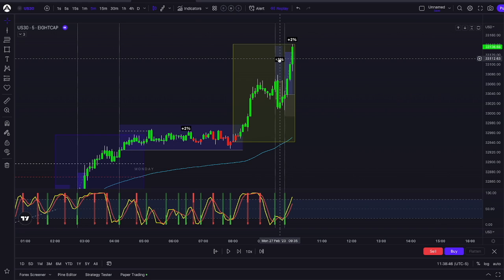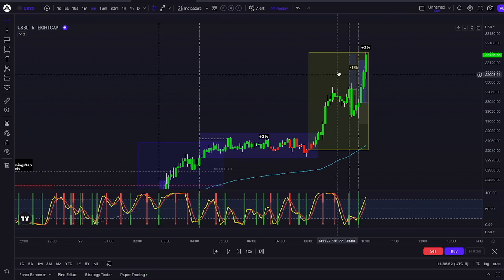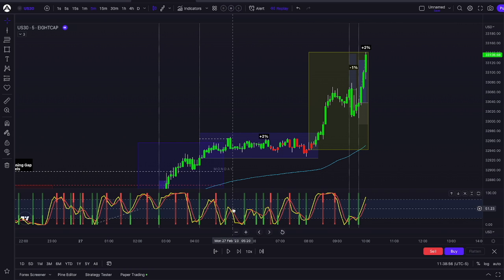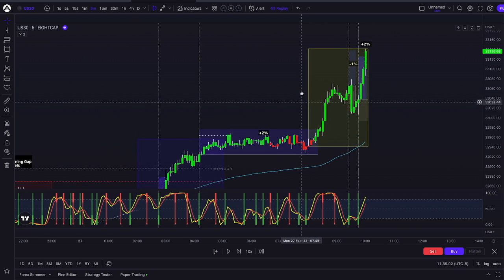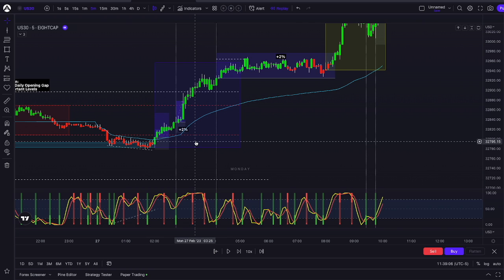business. We are looking at a total net profit of plus 5% during the London and New York Killzone trading with the Scalper Pro Stochastic RSI strategy. Pretty simple and very easy to follow. You don't have to be a PhD or something to trade with the strategy. It's super simple, and that's how I designed it.